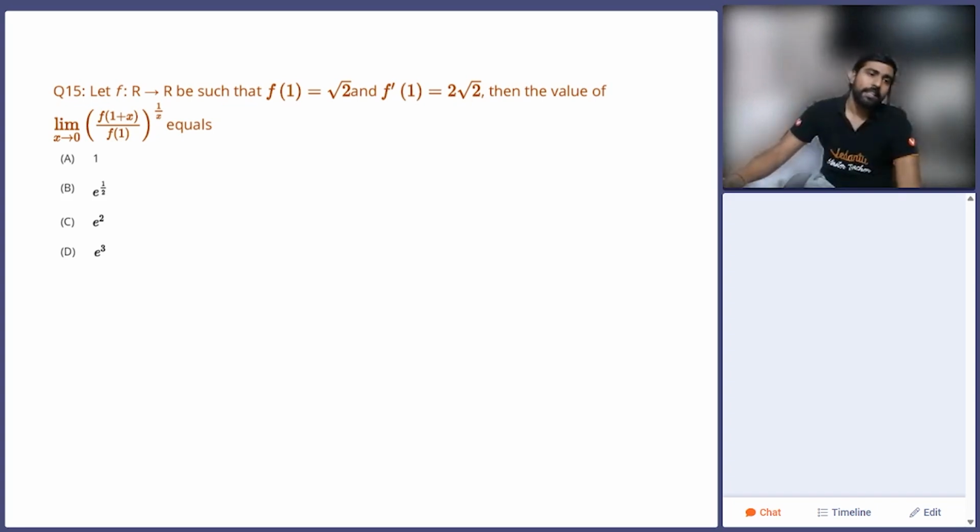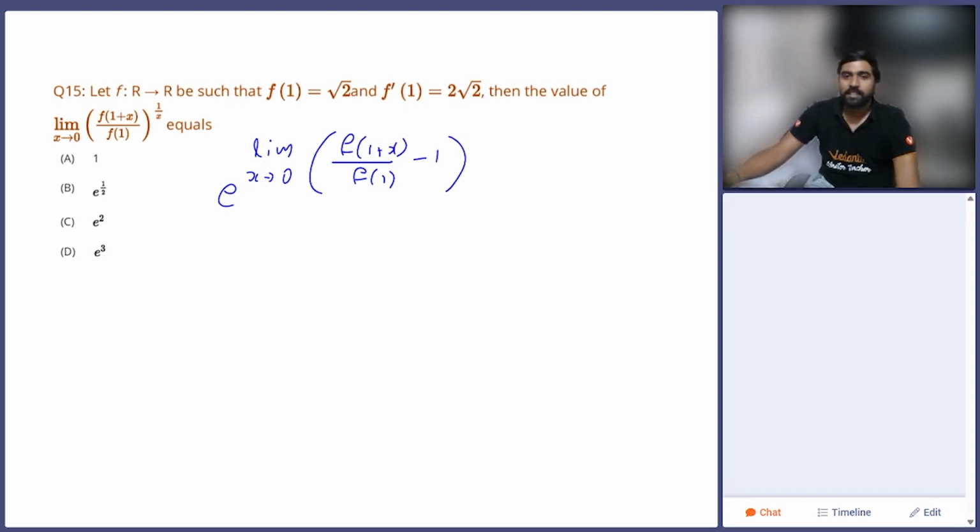Okay, so can I say that as the limit extends to 0, I will have f of 1 upon f of 1 power infinity, basically a 1 power infinity form. So if it is a 1 power infinity form, I know the standard limit is e power limit x extending to 0 of f of 1 plus x upon f of 1, I will subtract 1 from this and multiply with the g of x, which is in power, which is 1 by x over here.